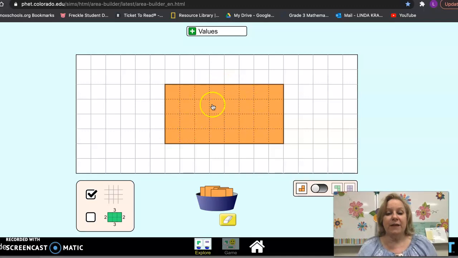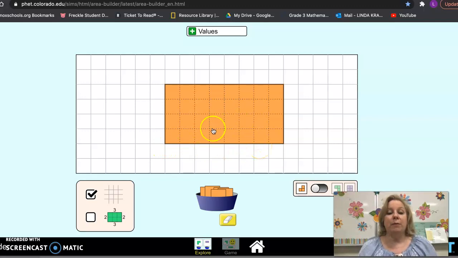All right, so here we have that same shape that we just used on the whiteboard. We see we have a width of 4 square units and a length of 8 square units. For area, I would multiply my width of 4 times my 8, which would be 32.